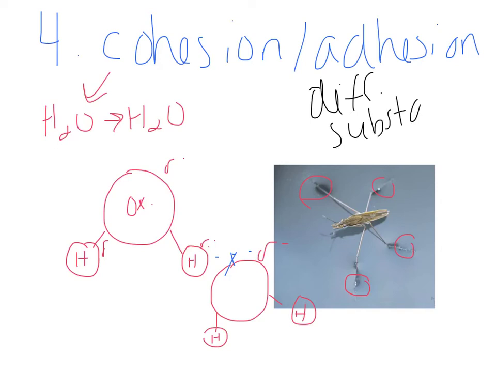In the instance of water, a good example here would be between water and the xylem of the plant. Remember, the xylem is the tubes that transport the water throughout the plant, and the water is actually attracted to the xylem. The xylem has a little bit of charge to it, and so the water and the xylem are attracted to one another due to adhesion, which again helps keep the water from falling back down due to gravity.